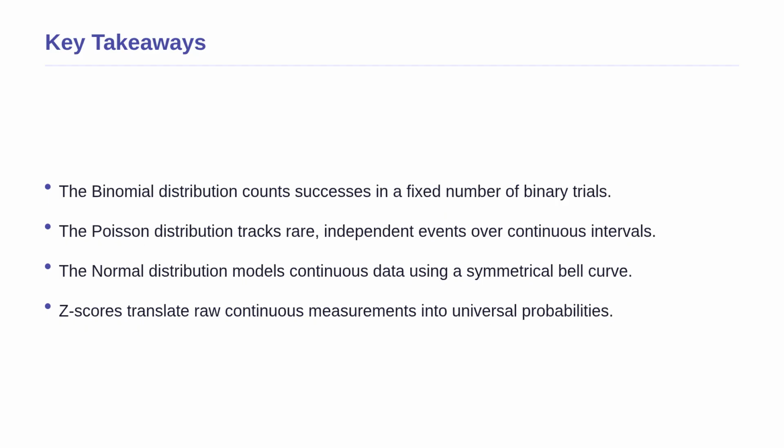We have covered a lot of ground today, so let us summarize the most important ideas. First, the binomial distribution is your go-to tool for counting successes in a fixed number of binary trials, like testing a vaccine. Second, the Poisson distribution acts as a mathematical magnifying glass for tracking rare, independent events over time or space, like bacterial growth. Finally, the normal distribution is the ultimate model for continuous biological data, using its beautiful bell curve and z-scores to make profound statistical inferences.